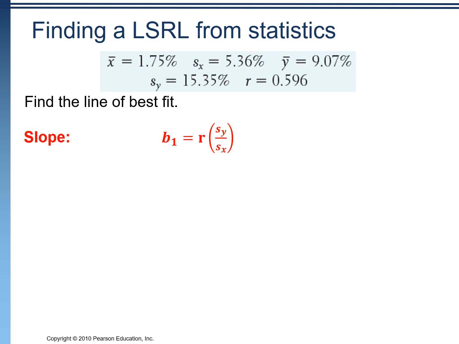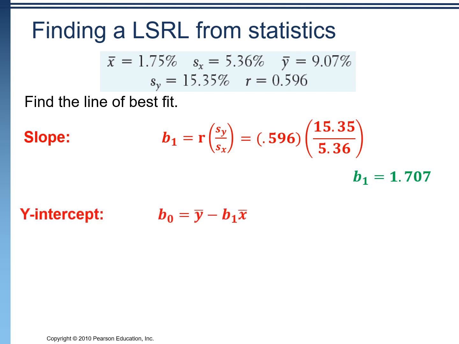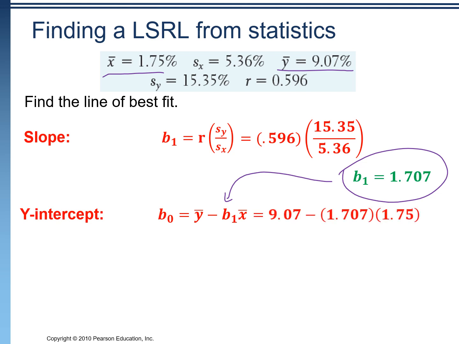Slope first, that's given by b sub 1 for the slope equals correlation coefficient times standard deviation of y over standard deviation of x. We're just going to plug everything in here, and we get a slope of 1.707. We always have to find slope first because the y-intercept uses the slope in the equation. So we're going to plug it in here, along with that x bar and y bar, and we get a y-intercept of 6.03.